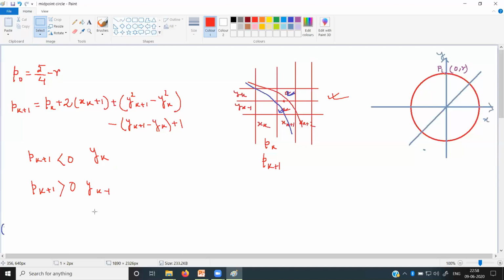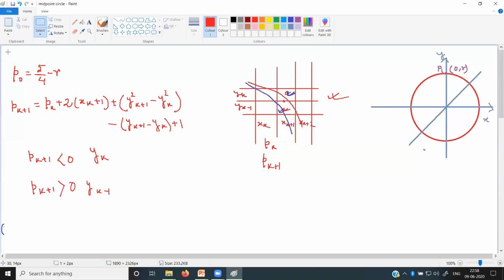And if it is equal to 0, that means this y is an integer value, and we have to consider that integer one. So if p of k plus 1 is equal to 0, we are getting a point on the circle, and that indicates the midpoint is on the circle. Then we have to consider the midpoint, and definitely in that case it will be an integer one. So I think up to this it is clear.